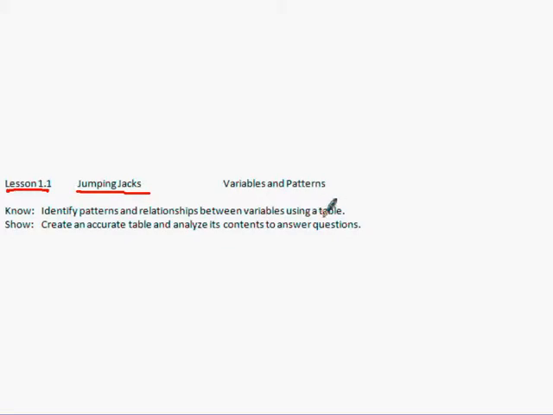New words here are relationship, that is the math version of relationship. Variables might be new to some of you. Tables should not be new, but it is still mathematical. To show that, you are going to create an accurate table and analyze its contents to answer questions. Analyze. To analyze just means to look at closely so that you can describe it to someone.